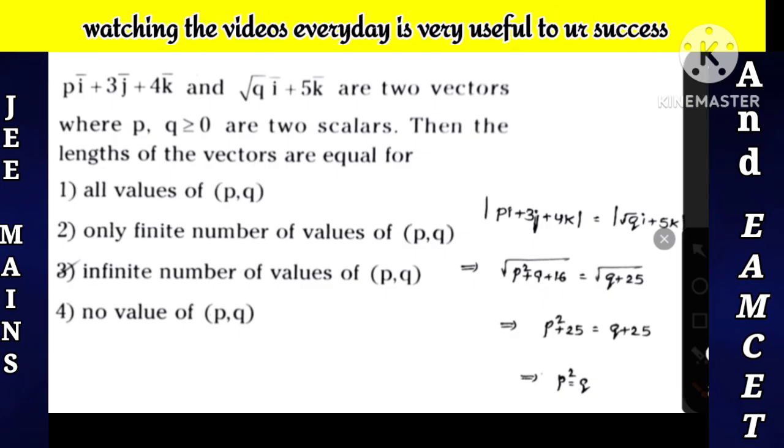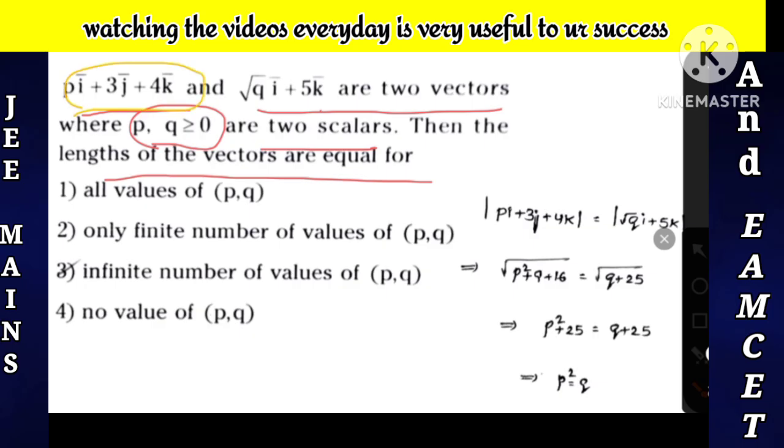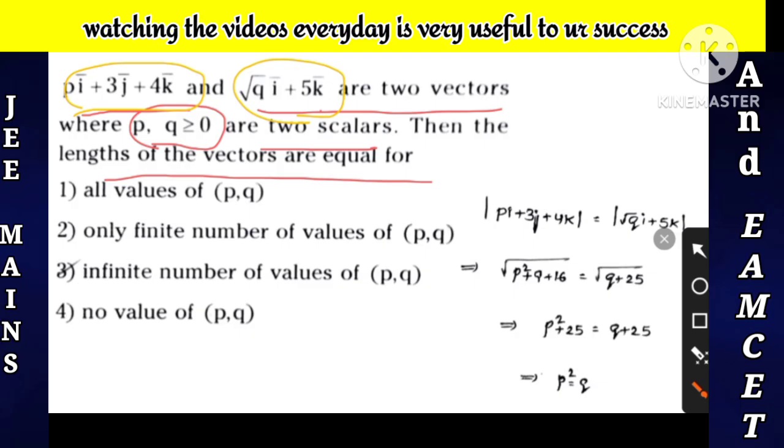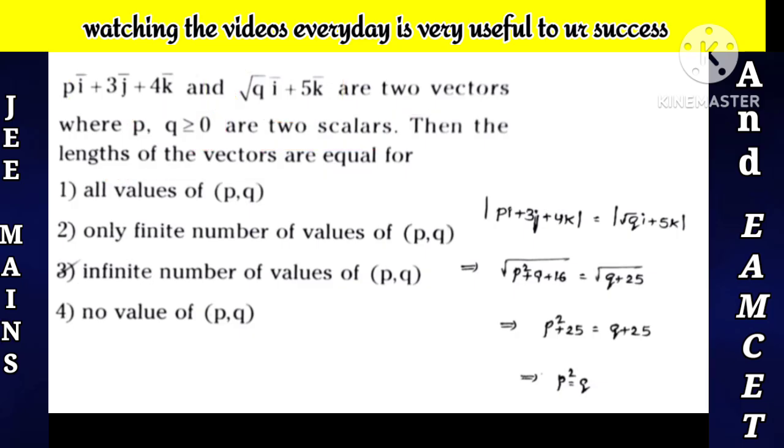So the first question is: if pi plus 3j plus 4k and root q i plus 5k are two vectors, where p comma q greater than or equal to 0 are two scalars, then the lengths of the vectors are equal for what values of p comma q? Here two vectors are given. The first vector is pi plus 3j plus 4k and the second vector is root q i plus 5k. The lengths of the vectors are equal.